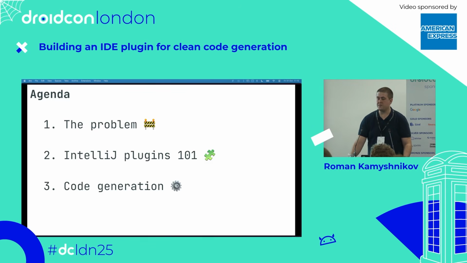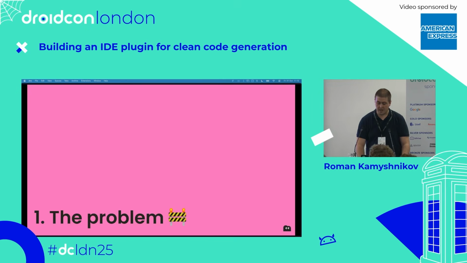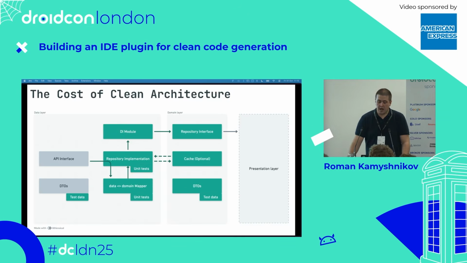So for today's agenda, we'll briefly look at the problem that I wanted to solve. We'll cover some foundational information about IntelliJ plugins, and then we'll look at some code examples of the different steps that you will go through when generating code using a plugin. By the end of the talk, I hope to leave you with the knowledge required to implement a code generation plugin of your own. So let's start with the problem.